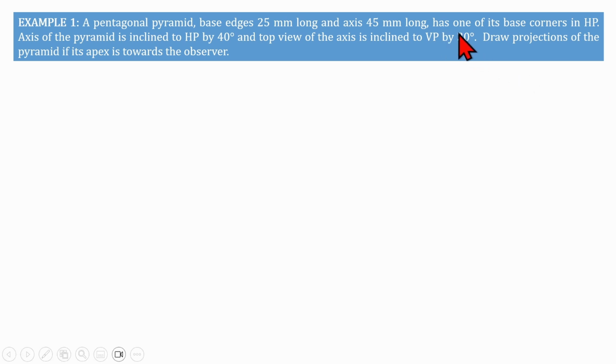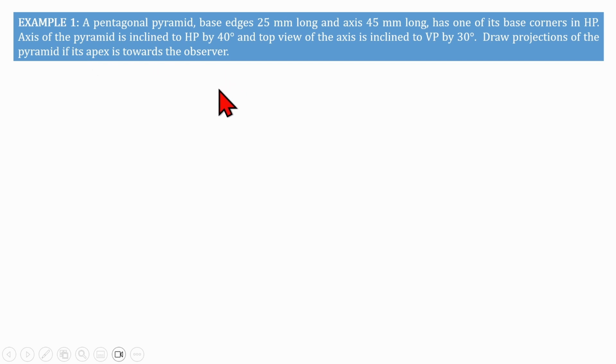Read it carefully. One of its base corners in HP. So out of 5 base corners, it is a pentagonal pyramid, don't forget, 1 base corner is in HP. That means this pyramid is standing on HP on one of its corners. Axis of the pyramid is inclined to HP by 40 degrees. So this pyramid is inclined. What does that mean? This pyramid axis is inclined to both the reference planes HP and VP. So draw projections of the pyramid if its apex is towards the observer.